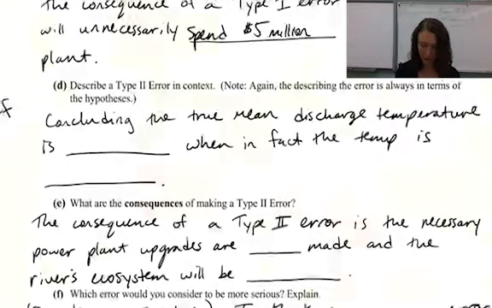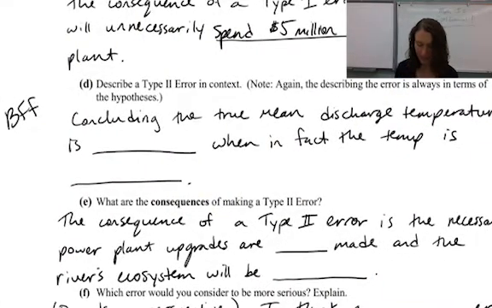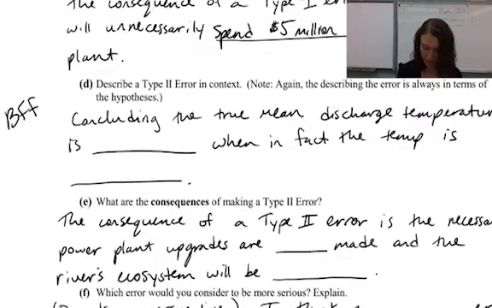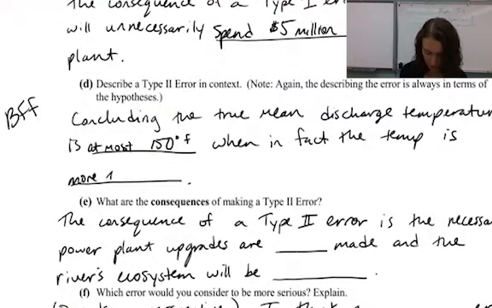All right, so now type 2 errors, remember BFF. So our type 2 error would be concluding, so we're going to fail to reject the null when the null was false. If we fail to reject it, then we're concluding that the true mean discharge temperature is at most 150 degrees Fahrenheit, when in fact the temperature was actually more than 150 degrees Fahrenheit.